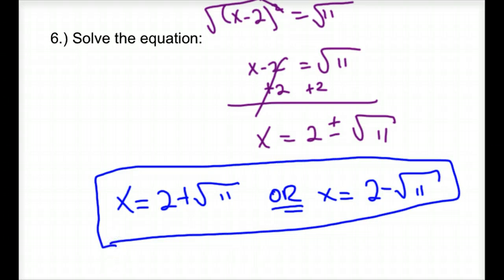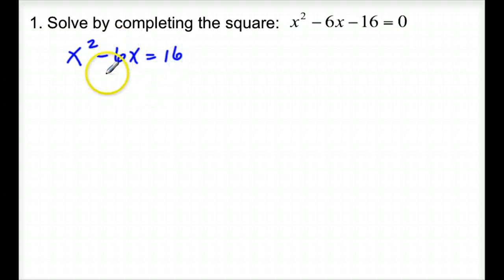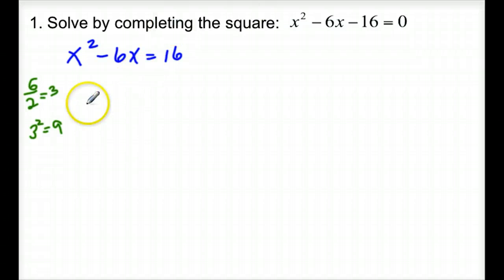Okay? Now, let's see what's happening next. Let's see how this works without the steps written out. The first thing says I'm moving my constant over. This becomes x squared minus 6x is equal to 16. Then I want to take half of this, and let's write that in the corner. Half of this, which is 6 divided by 2, which is 3, and then 3 squared, which is 9. Good. So I'm going to take this number and add it to both sides.